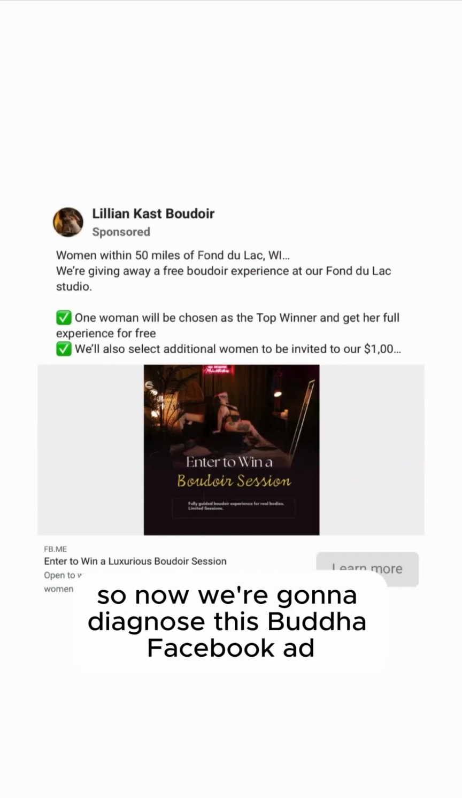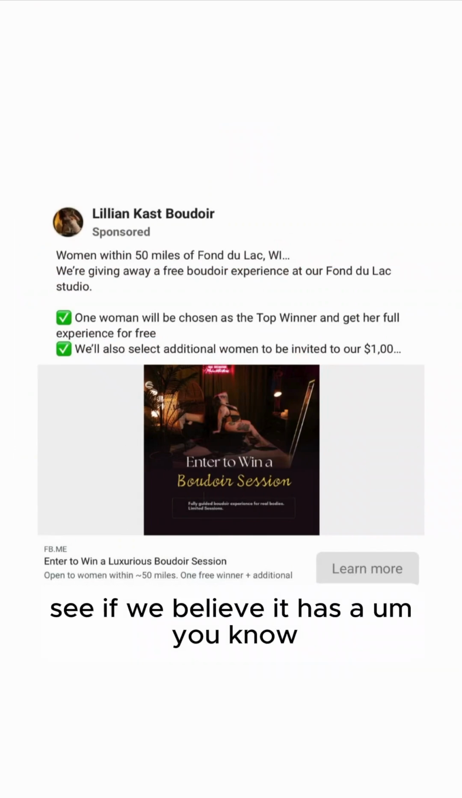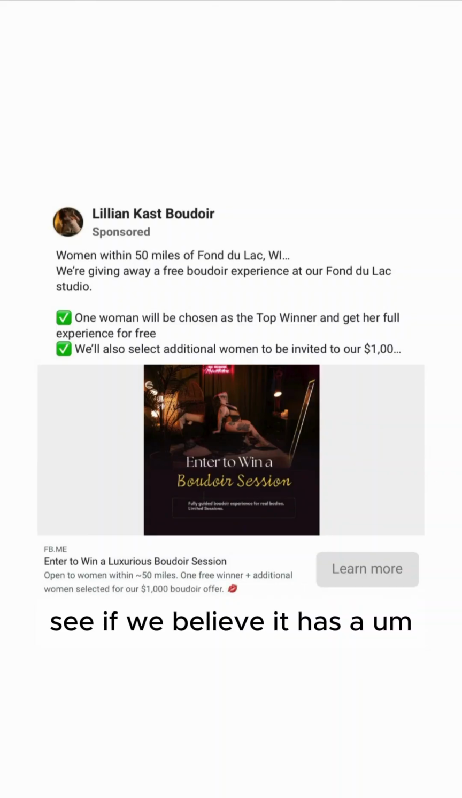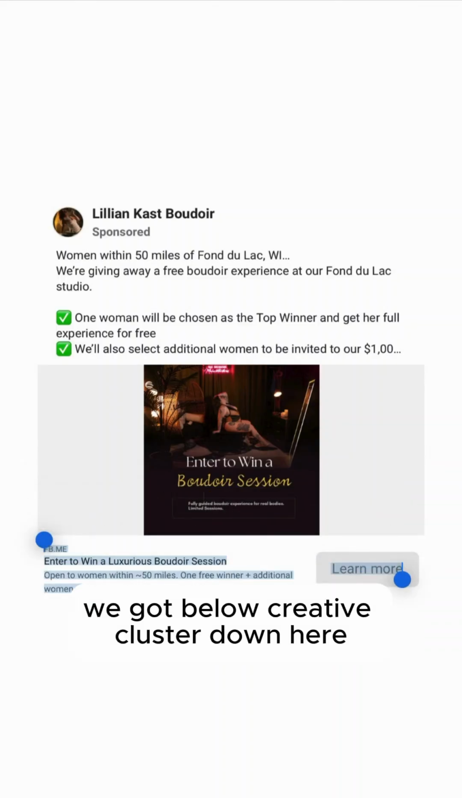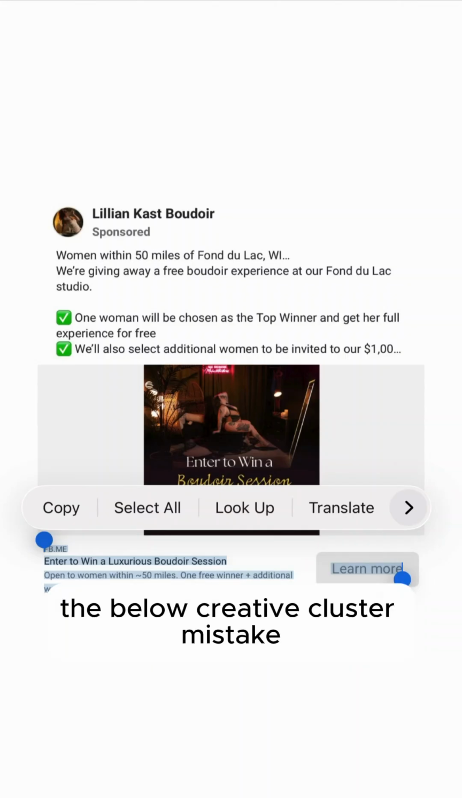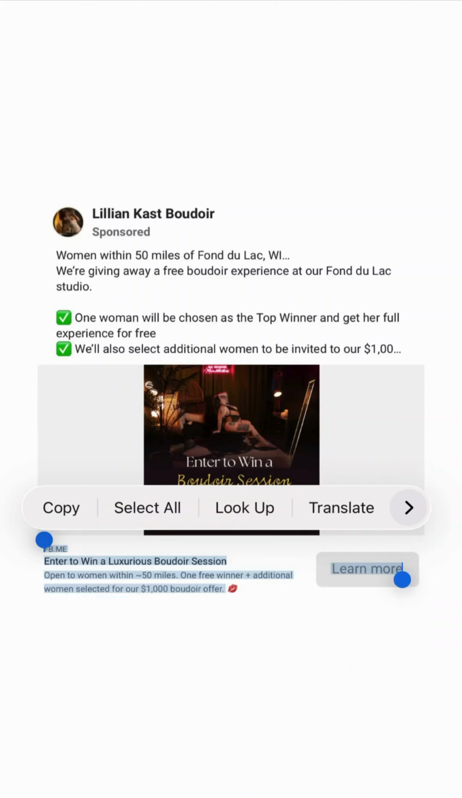So now we're gonna diagnose this Boudoir Facebook ad, see if we believe it has BLCS or not. So first thing we're looking at, we got the below creative cluster down here. The below creative cluster mistake.